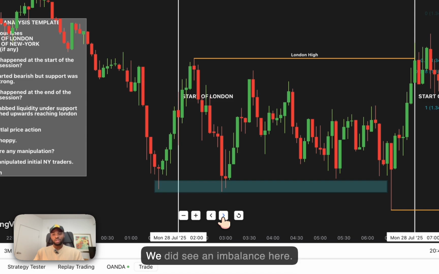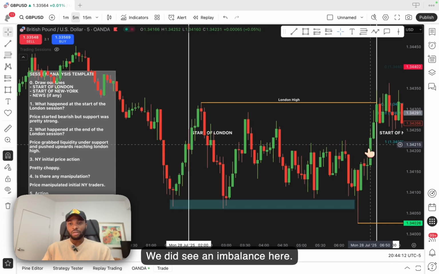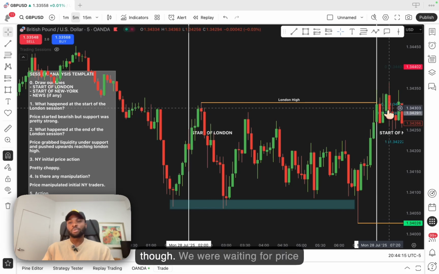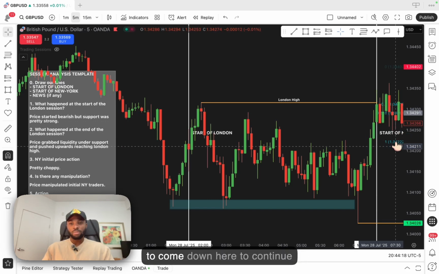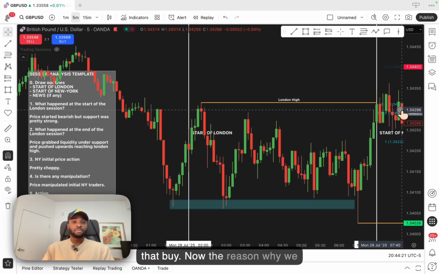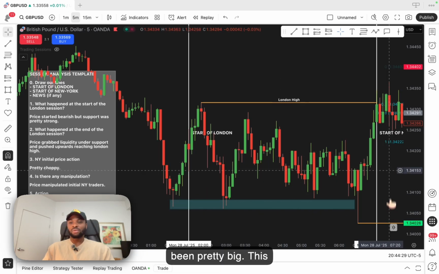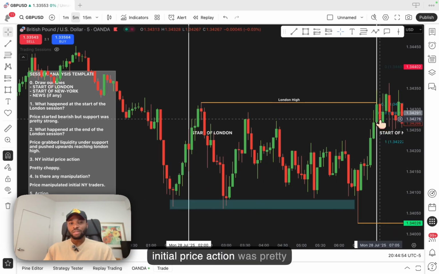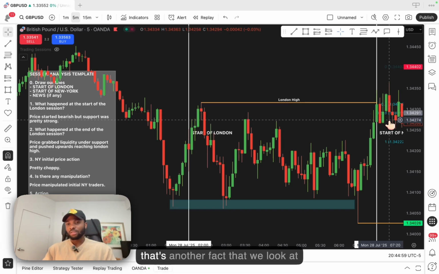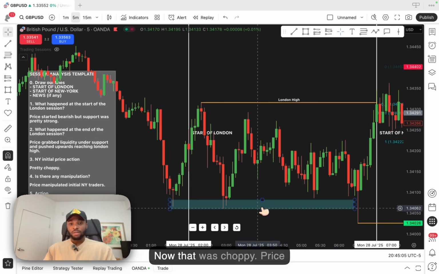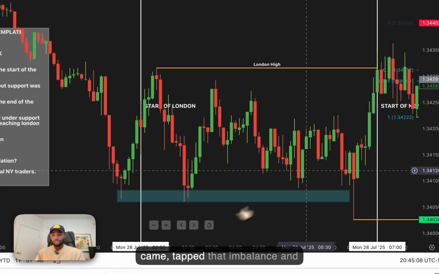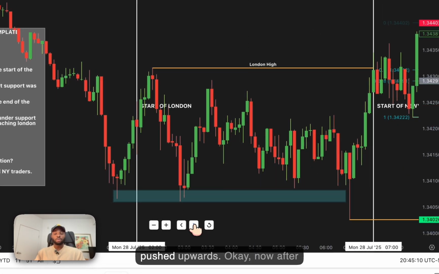Now, as we keep going here, what did the initial price action tell us? We did see an imbalance here. Initial price action was choppy though. We were waiting for price to come down here to continue that buy. The reason we didn't take that buy was because our stop loss would have been pretty big. Also, New York initial price action was pretty choppy, so price didn't even know where it wanted to go yet. So that's another factor we look at, the initial New York price action. Price came, tapped that imbalance, and pushed upwards.